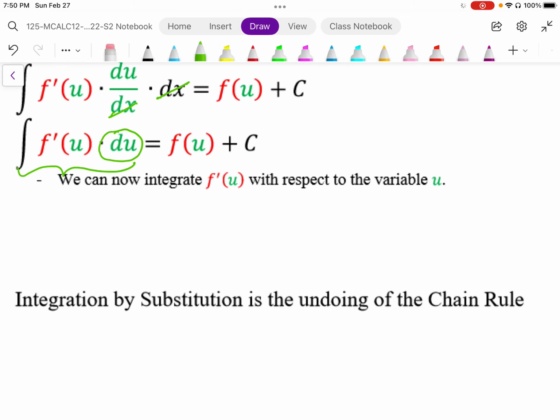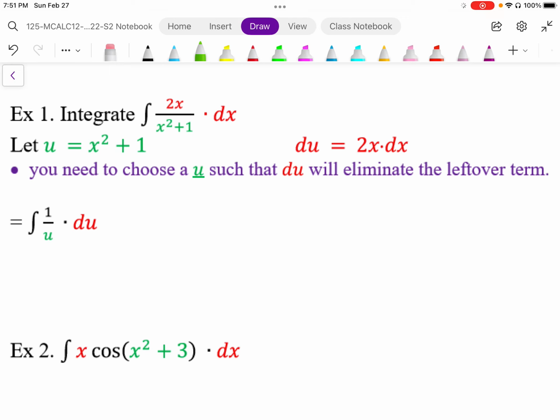Well, the key to integration by substitution, which I've written in purple here, is that we need to choose an inside function u such that its derivative will eliminate the leftover term in the expression. So what do I mean by that? Well, let's say we choose the green x squared plus 1 as my embedded function u.